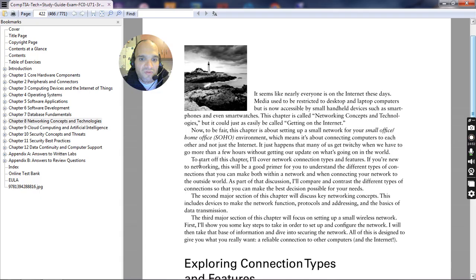Now, to be fair, the chapter is about setting up a small network for your small office, home office, or so on, which means it's about connecting computers to each other and not just the internet. It just happens that many of us get twitchy when we have to go more than a few hours without getting our update on what's going on in the world. You know, it's a way of life.